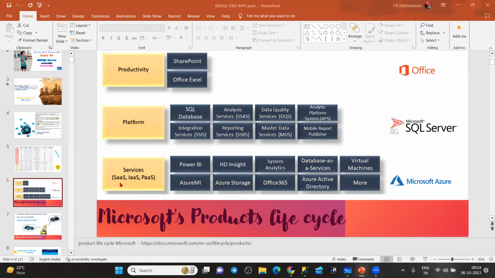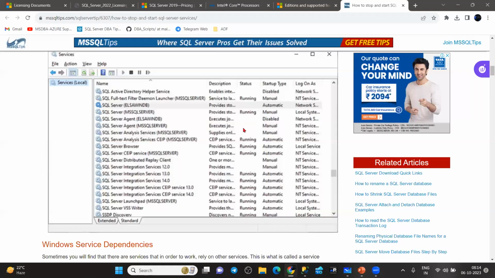As a SQL database administrator, only the SQL service is not important. We have a number of services, and all of them play a very crucial role: SQL service, SQL agent, SQL analysis, SQL browser, SQL distribution relay, SQL integration service, and one more very important service, the SQL VSS writer.